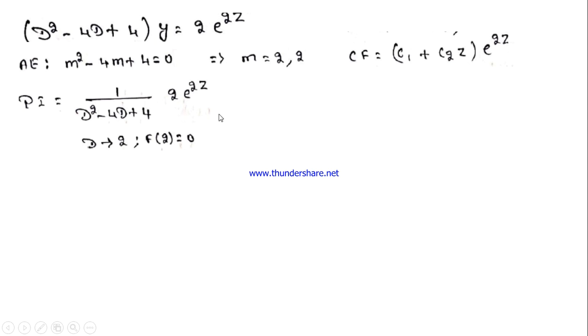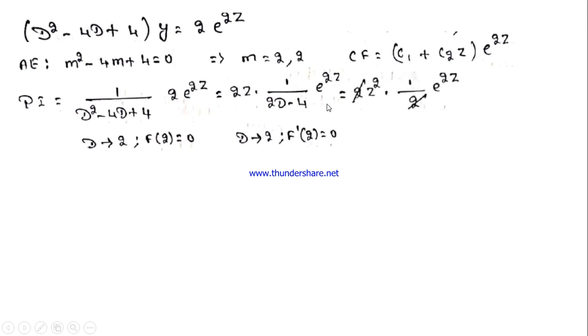So what should be done then? We are supposed to multiply by z, differentiate the denominator once, go for the same operation, replace D by 2. But we found that even this f dash of 2 is becoming 0. That is 2 twos are 4, 4 minus 4, that is 0. Which means I need to go for the same step again. With that, multiply by z, that becomes z square, differentiate denominator, that gives 2 e power 2z. So on simplification, the particular integral is z square e power 2z.